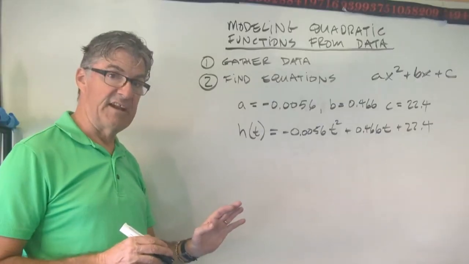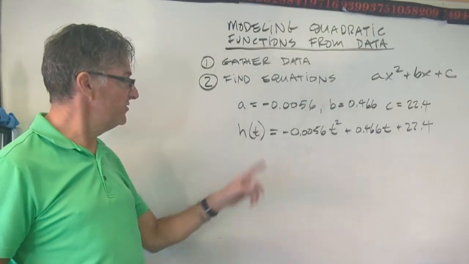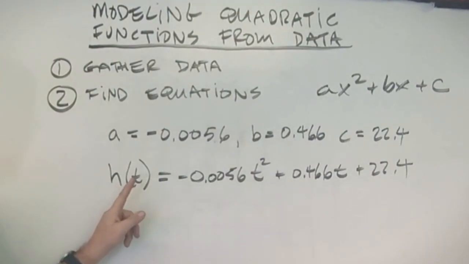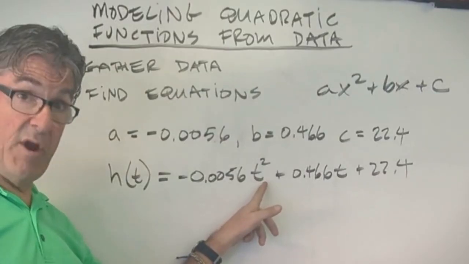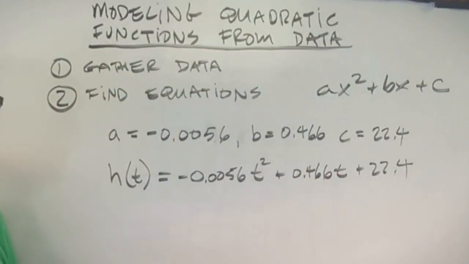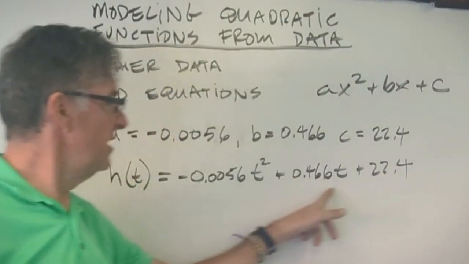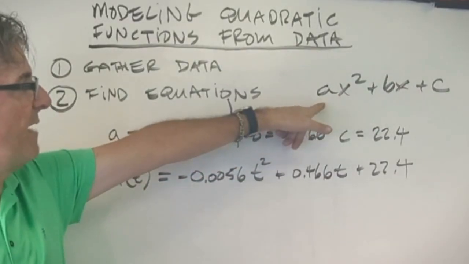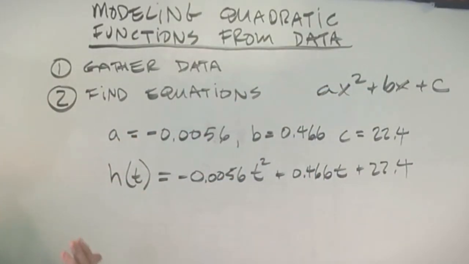Now I want to talk about that a little bit. We like to write it in function notation, and we use certain variables. So height as a function of time is equal to -0.0056 times t squared. So I'm not using x. I could put x there and there and there, and that'd be fine. But we're talking about time, so let's use t for our variable. So you can see I've just substituted in my a, b, and c in this format, but using t for time instead of x. And there's my equation.